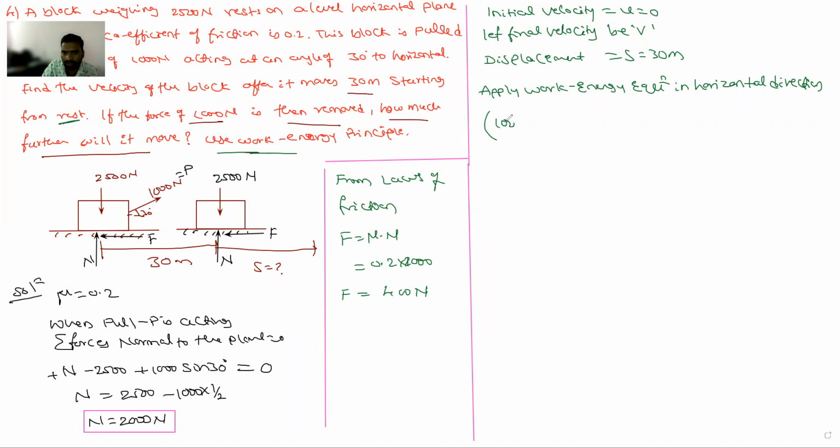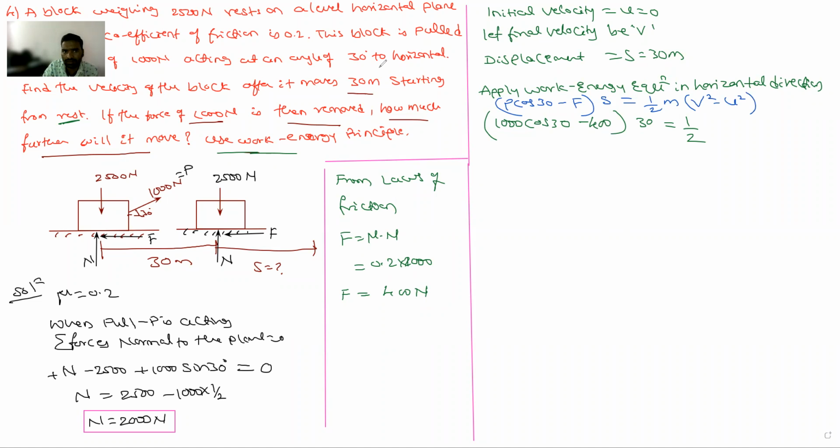P cos 30, that is 1000 cos 30, then friction moving in the opposite direction, minus 400. Is there any other force moving in the horizontal direction? No. So you multiply by S, and S is equal to 30 meter. Before writing this, I will write the general formula. For this case, P cos 30 minus friction, into S, is equal to half M times final V square minus initial V square.